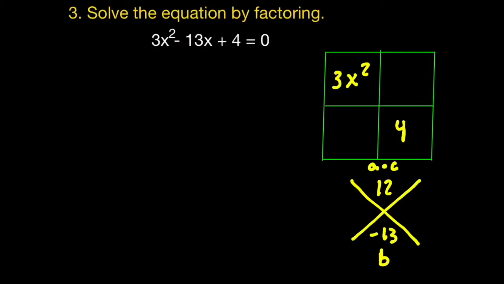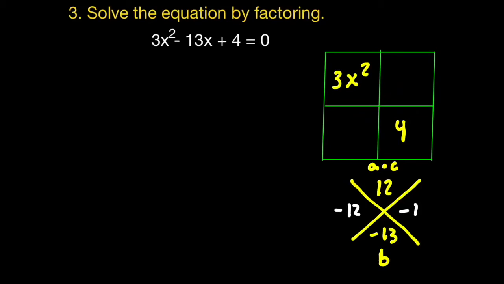We need to find two numbers that when you multiply them together, you're going to get 12. But if you decide to add them, you should be getting a negative 13. And after some trial and error, we'll come to the conclusion that the two numbers needed are negative 12 and negative 1. Negative 12 times negative 1 is positive 12. But if you add negative 12 with negative 1, you'll get negative 13. So these are the two values that we are going to record on these missing entries.